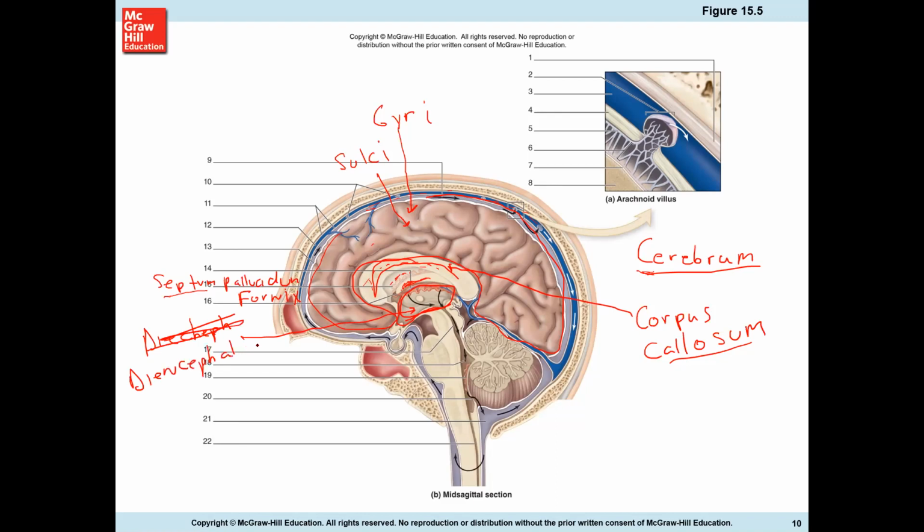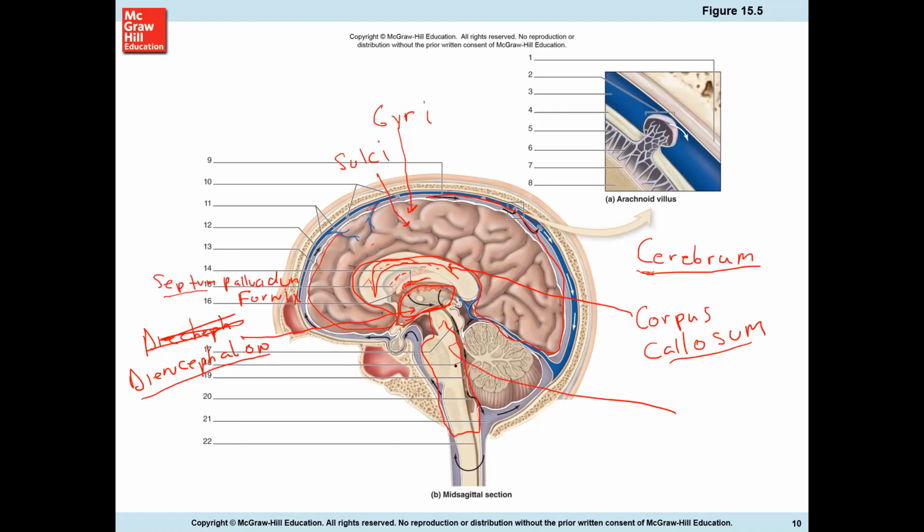Diencephalon. Okay? And it's got 3 parts, which I'll show you later. Okay? Then we have a lot of parts here. There's like 3 parts right here, all the way down to here, say. And all of this, it's 3 parts.